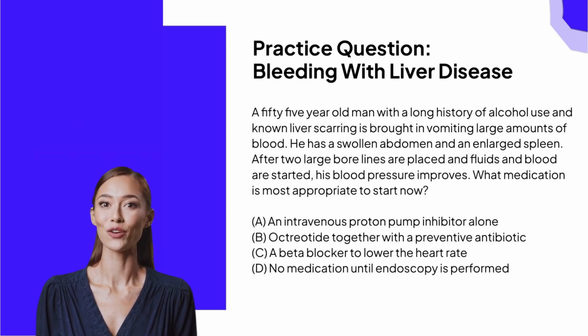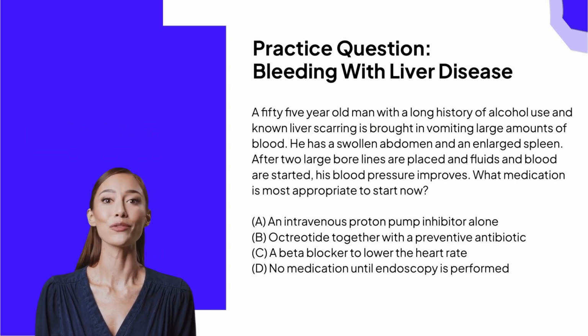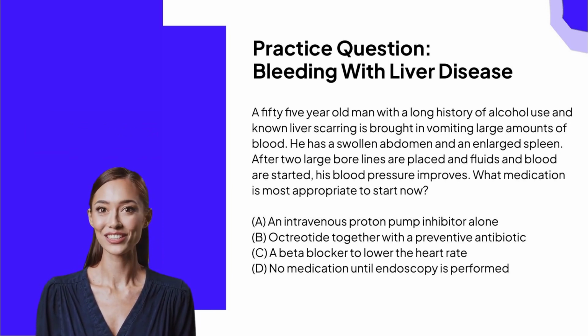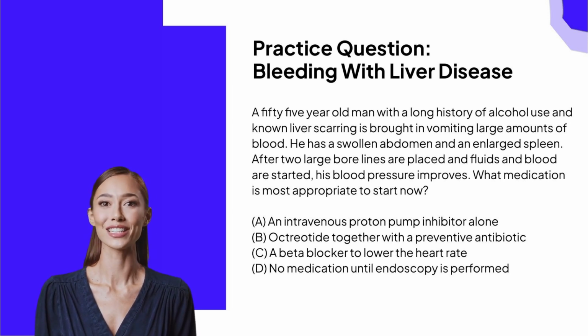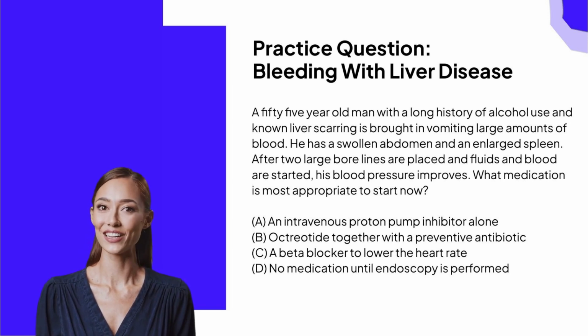A 55-year-old man with a long history of alcohol use and known liver scarring is brought in vomiting large amounts of blood. He has a swollen abdomen and an enlarged spleen. Those details are not decoration. They are screaming variceal bleed. Importantly, the team has already done the right first move. 2 large bore lines are in, fluids and blood are running, and his blood pressure has improved. So the last line asks what medication is most appropriate to start now.